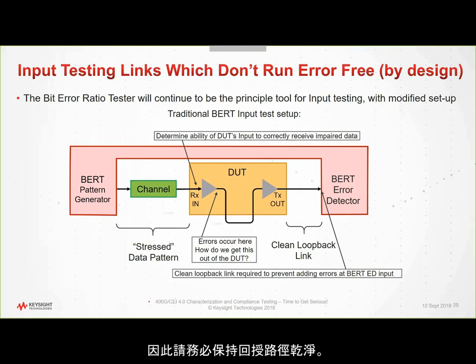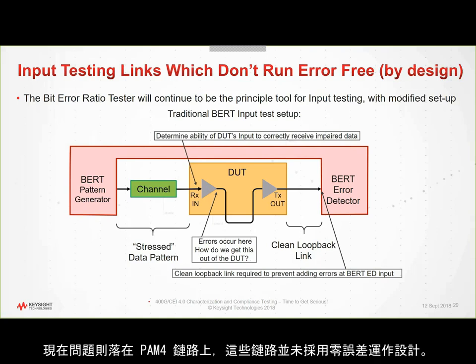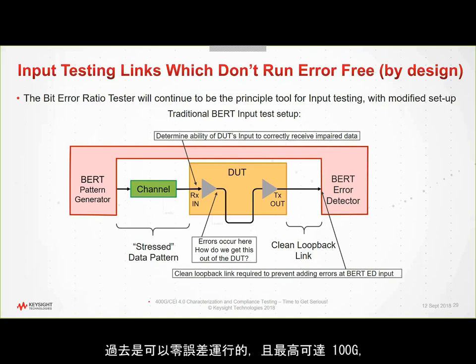So it's really important that we keep that loopback path very clean. And the problem is now with PAM4 links, these are not designed to run error-free. They used to run error-free, and all the way through 100G, our links were running better than 1E-12, and now we have targets of 1E-6, 1E-5. They typically run a little bit better than that, but still, they're not error-free. So we can have the potential for adding errors at that input of the error detector.